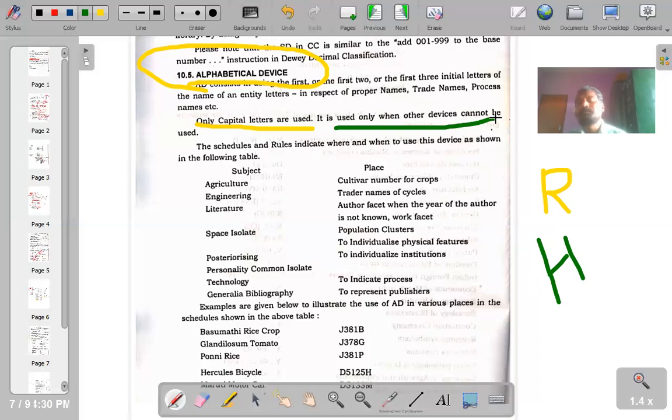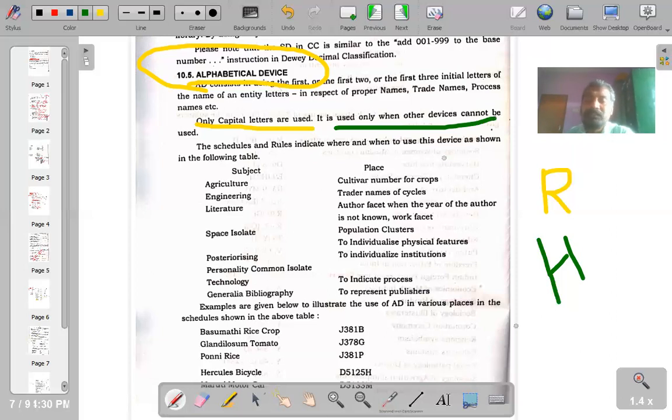First, it is used only when other devices cannot be used. As rightly told, if you're not able to find any suitable device in a particular situation, then you can come and make use of the alphabetical device. That is, making use of either the first letter or first two letters or first three letters of any naming word. The naming word can be a machine, a clock, a bicycle, a scooter, a car, anything; any names can use it.